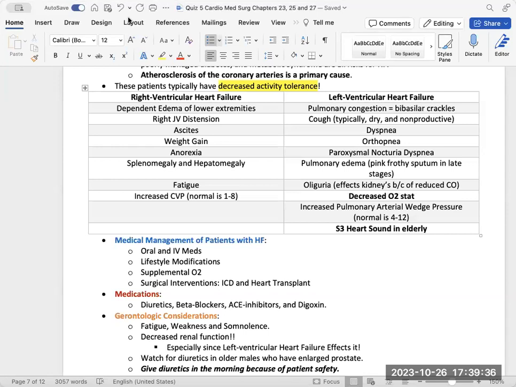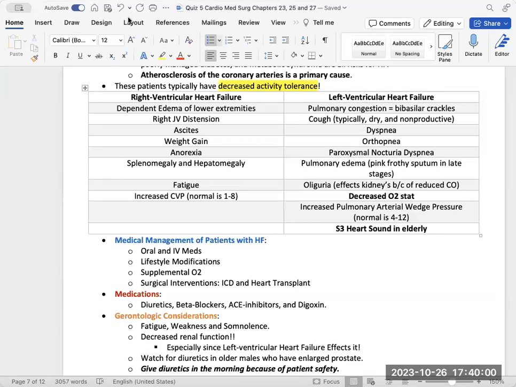So oliguria is a symptom that you see in left-sided heart failure because of the aorta not being able to pump blood to the rest of the body, especially those kidneys. Decreased O2 sat, like I said, anything that has to do with respiratory, and an S3 heart sound you might hear in the elderly. Right-sided heart failure is a little different, right?